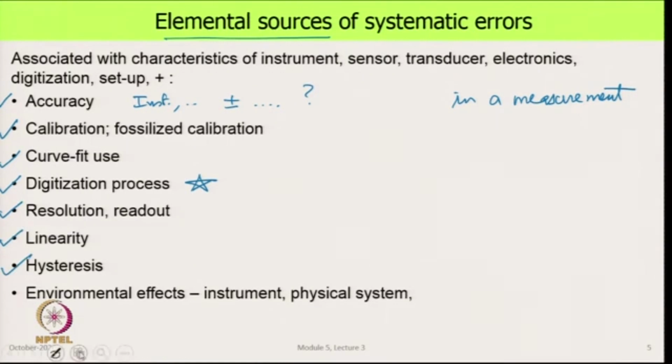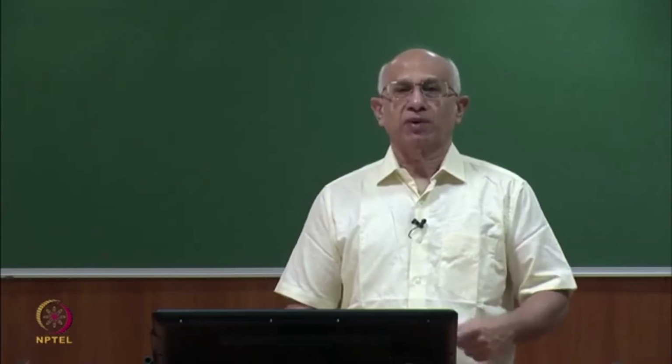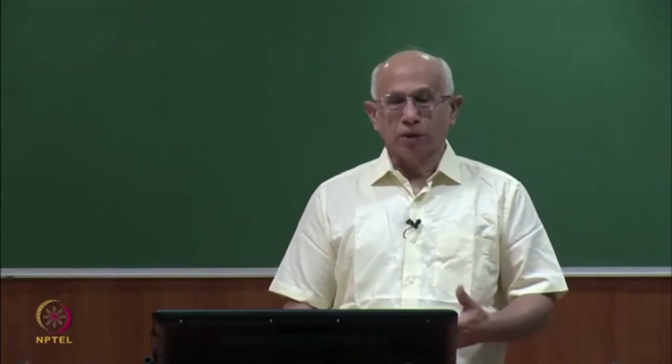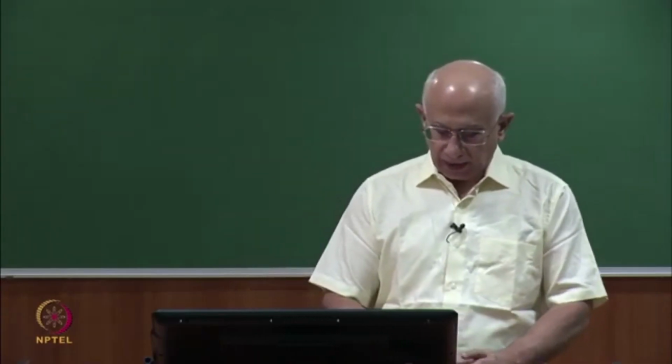Then hysteresis effects and environmental effects, which affect both the instrument performance and also the system that we are measuring. So, this means that if the system is okay, but the environment is affecting our instrument, we could get an error. This could also mean that ambient conditions are affecting the physical domain that we are trying to measure, but the instrument we assume is not affected. Or the third possibility is that both are being affected. And we can add some more things to this.